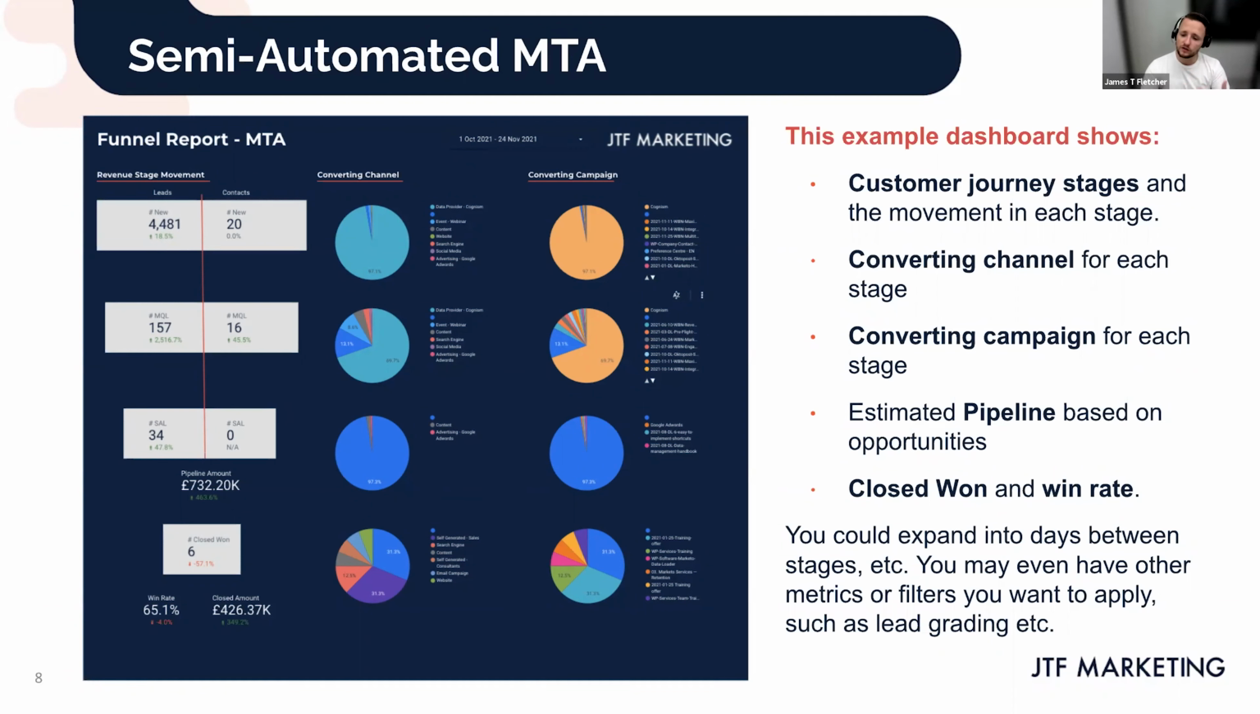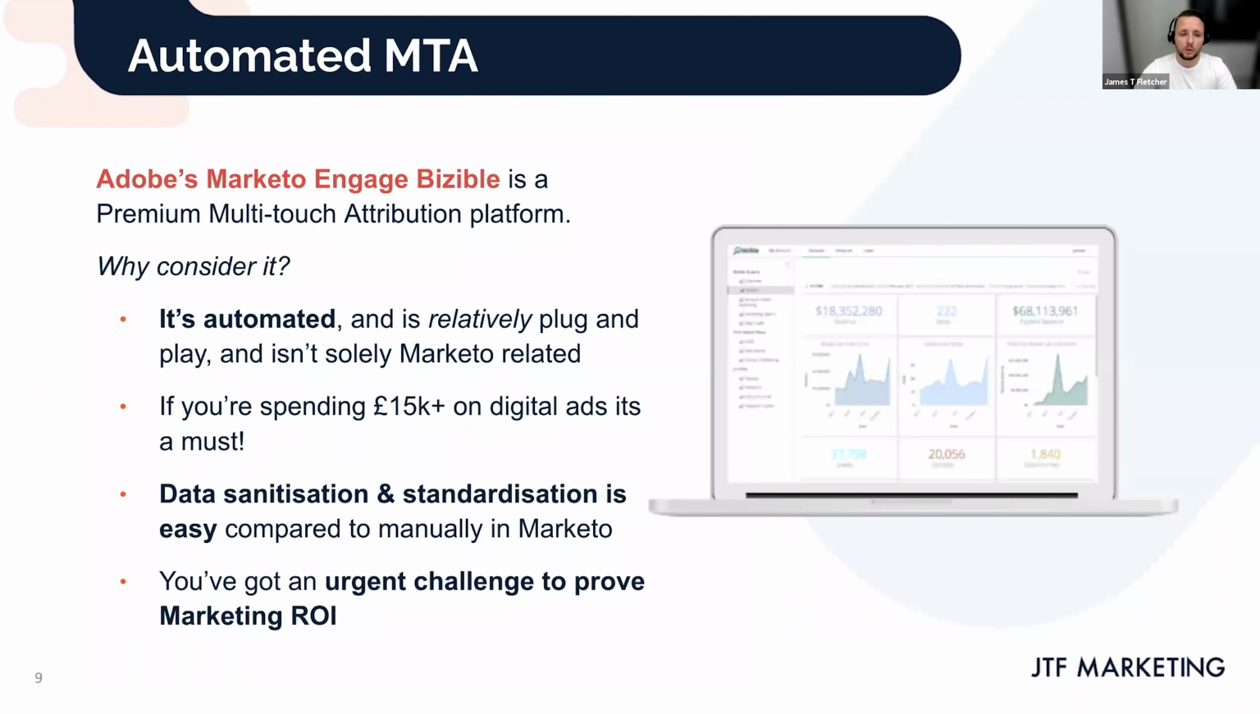Of course, there's a range of other metrics and filters you might want to apply here. And again, this is always going to be specific to your business. You're always going to be choosing the metrics that are relevant to you to present. When it comes to automated multi-touch attribution, you of course have the Adobe Marketo Engage Revenue Explorer product, which is fantastic. And the real why would I do that is if you are spending a lot of money on digital ads. This is a kind of must-have if this is what you're going to be looking for.